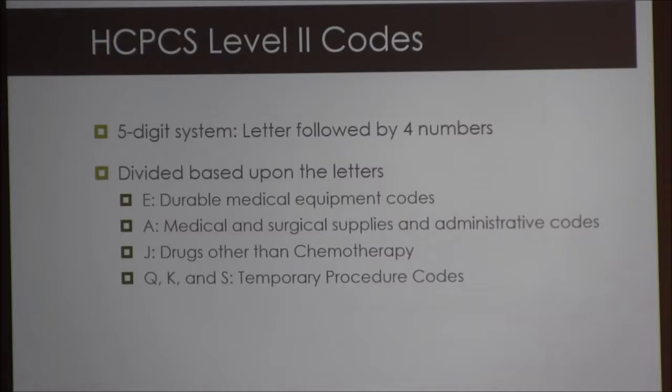So the level 2 codes, this is also a 5-digit system. It's a letter that's followed by 4 numbers and is divided based on the letters. So E is DMEs, A is medical and surgical supplies, and there are also administrative codes in there. J is drugs other than chemotherapy. Q, K, and S are temporary procedure codes.